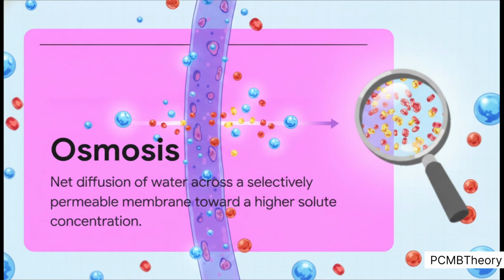Now, one of the absolutely most important jobs of this plasma membrane is managing water. The membrane lets some materials pass through while totally blocking others. Water obeys the special rule of diffusion called osmosis, which is really just the net diffusion of water across a selectively permeable membrane toward a higher solute concentration. In plain English, water naturally moves to where things are more concentrated, basically trying to balance the whole system out.